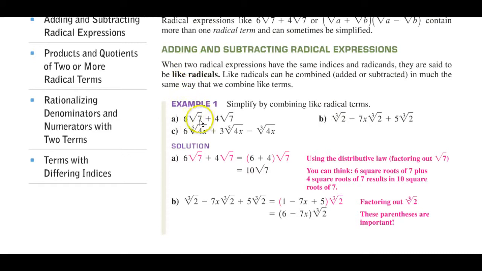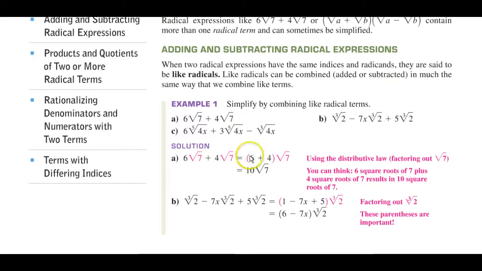Here we see that, again, they are like radicals. So what we do is we just add, in a sense, their numerical coefficient, a 6 and a 4. The radical part stays the same, and we get 10. Again, if this were like a 6a and a 4a, we'd get 10a. So we treat them a little bit like variables.